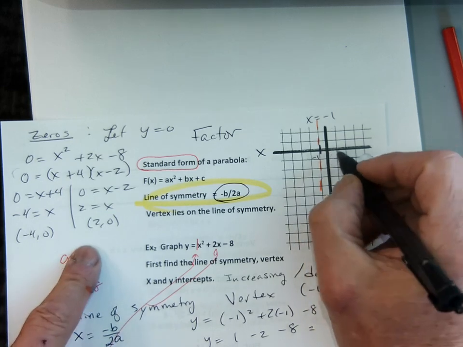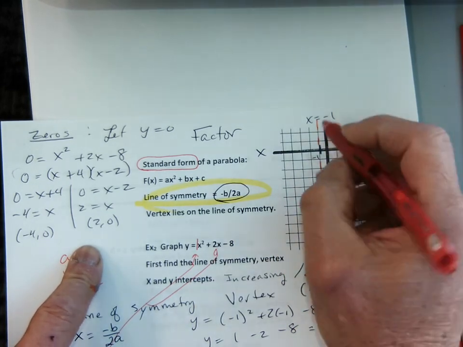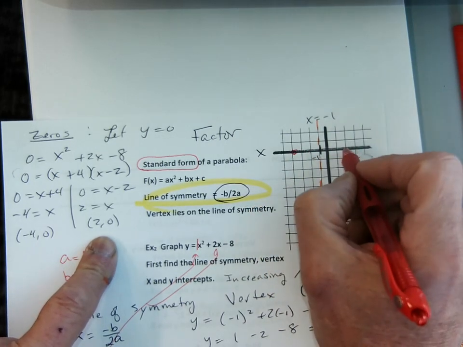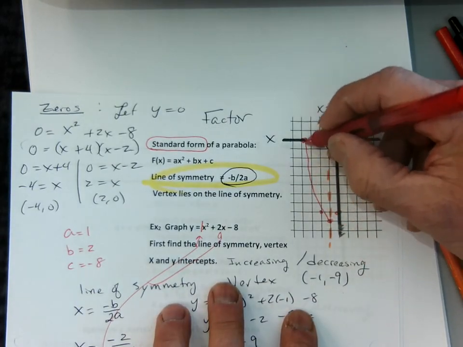So I'm going to go 1, 2, 3, 4, and 1, 2. And now I can draw my parabola in.